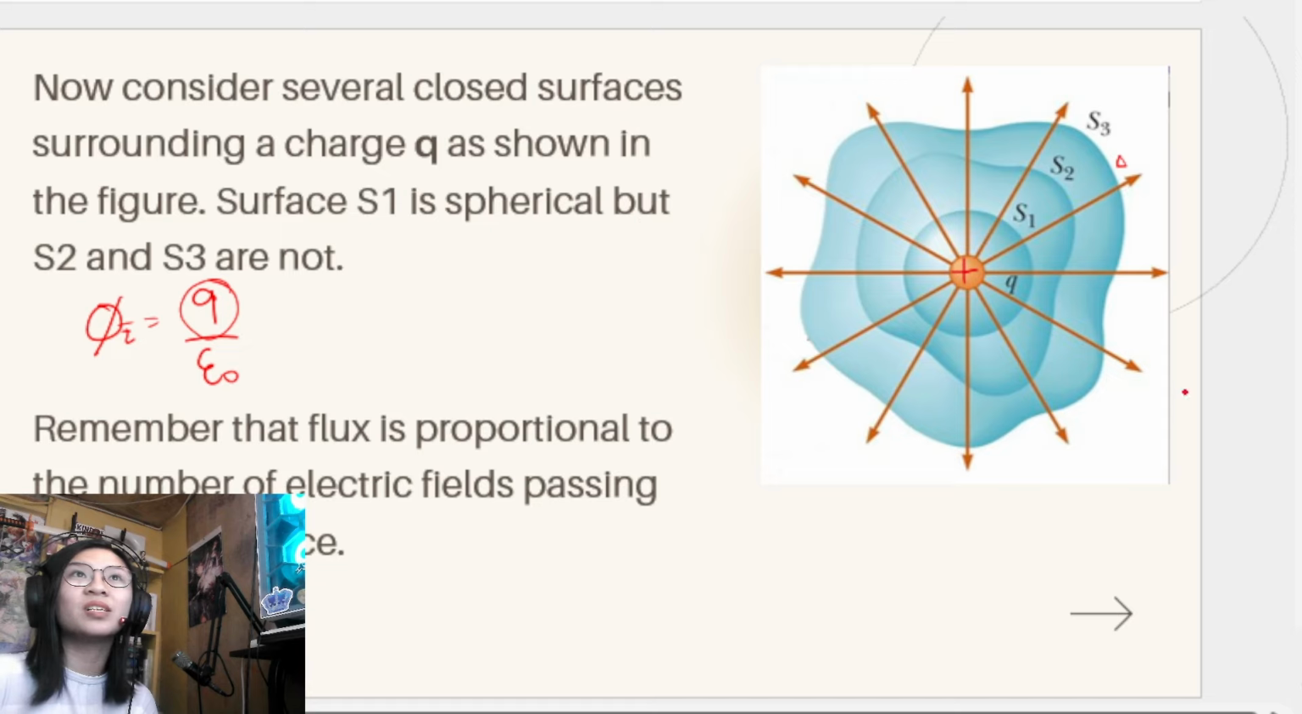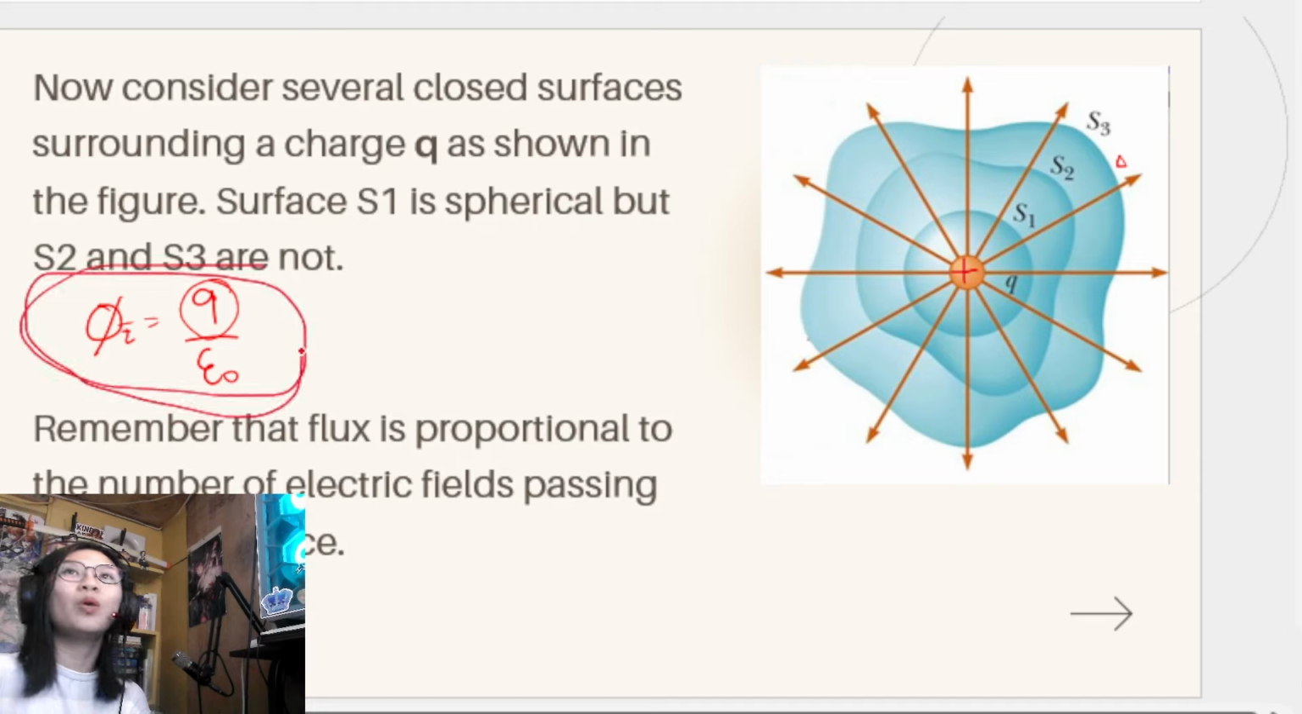CS1, which is a sphere, CS2, which is this irregular shape, then CS3, more irregular than S2. Okay, so naa tay tulo ka surface. Now, what is the flux of these three surfaces if naa siya charge sa sulod? Naa silay charge. Okay? So remember that electric flux will only depend on your Q or your charge. And epsilon naught is a constant. Constant na siya.